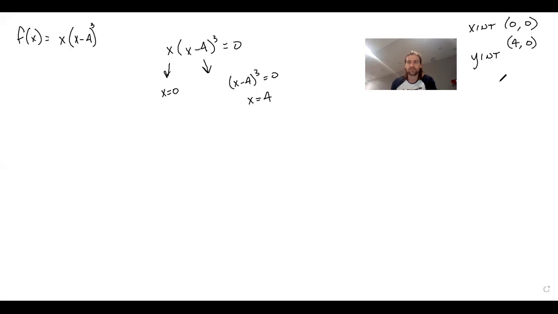That's the x-intercept. It's when the y equals 0. The y-intercept is when the x equals 0. So we plug 0 into the original equation, and that ends up being 0 times 0 minus 4, that's 0. Okay, so not too bad.